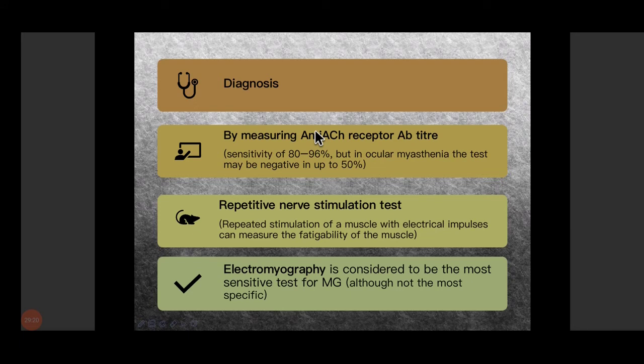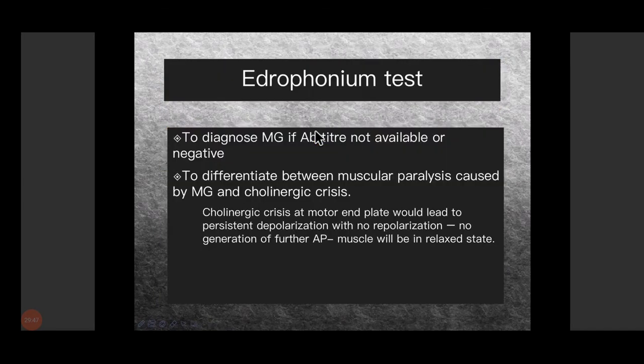Now, diagnosis of myasthenia gravis can be done by the anti-acetylcholine receptor antibody titer. There could be a repetitive nerve stimulation test. Repetitive stimulation of the muscle with electrical impulses can measure the fatigability of the muscle. But the most common, electromyography, is considered to be the most sensitive test for myasthenia gravis.